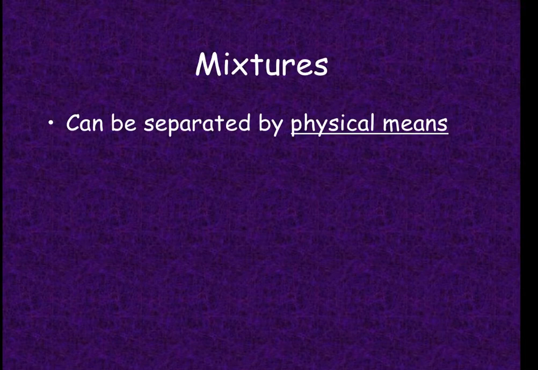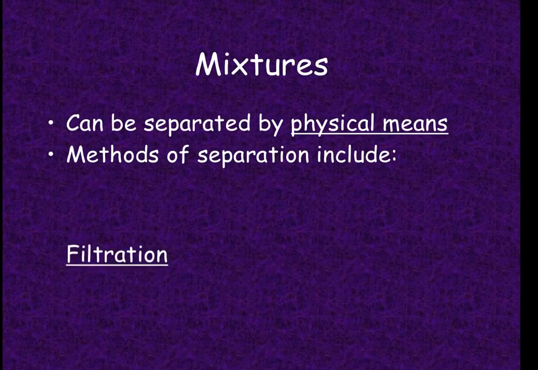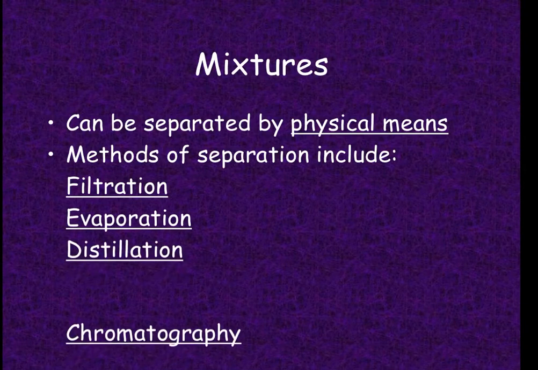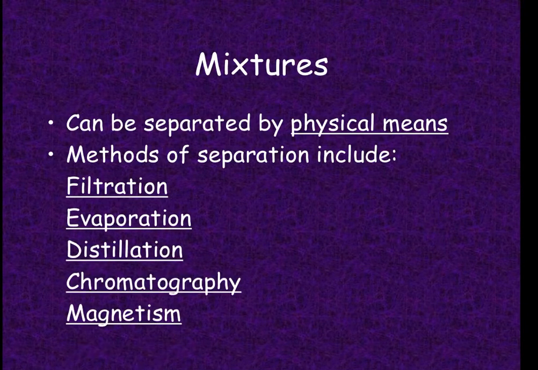Mixtures can be separated by physical means. In other words, we can make a mixture undergo physical changes to actually separate out the components. And these methods of separation include things like filtration, evaporation, distillation, chromatography, and magnetism. We are going to focus on two methods of separation, and I'm going to explain them to you in detail here. The others you do need to be familiar with, but these two we're going to look at very closely. The first one we're going to look at is distillation.